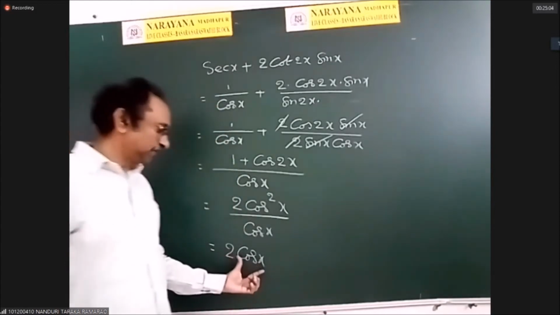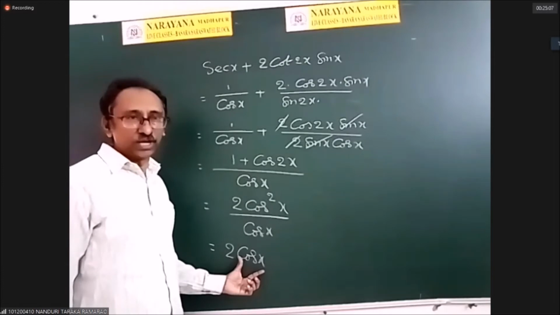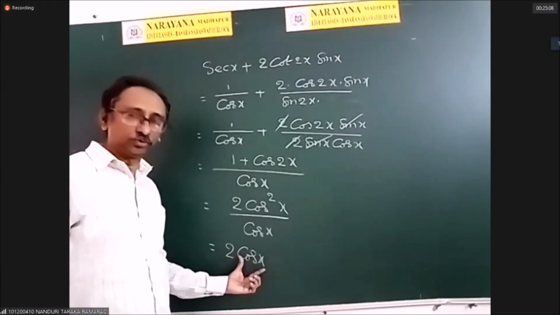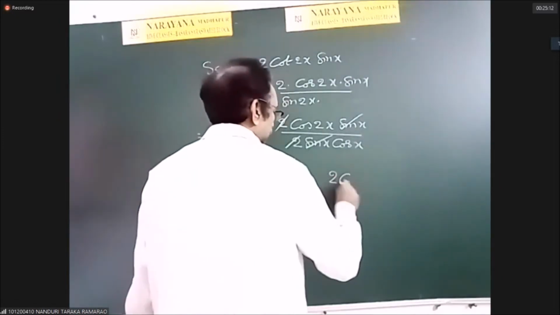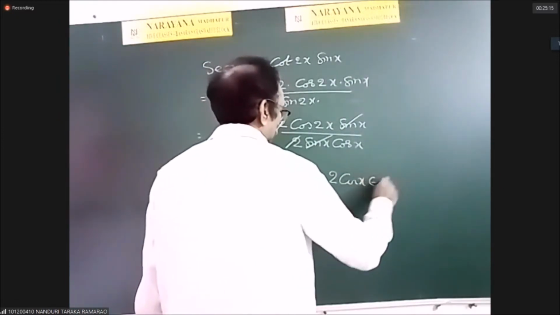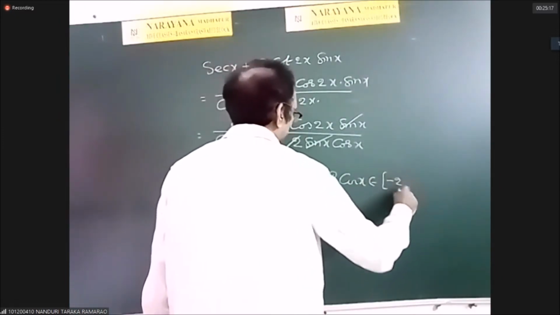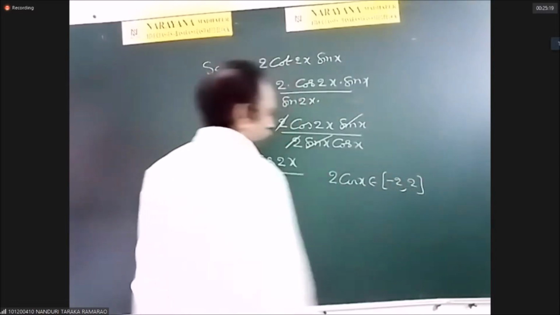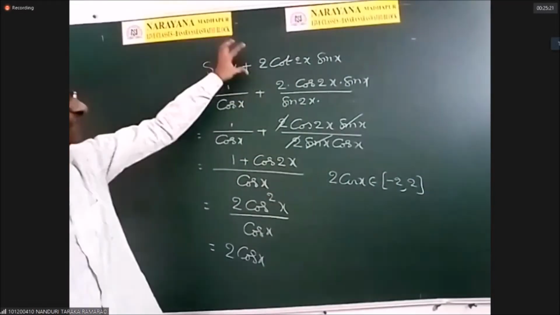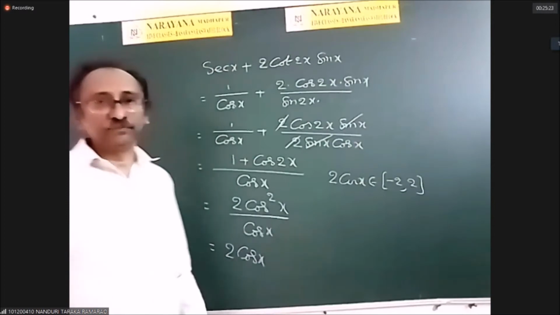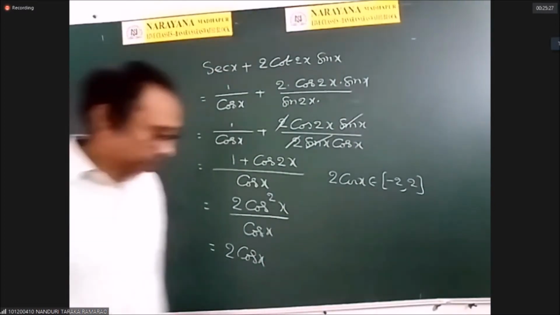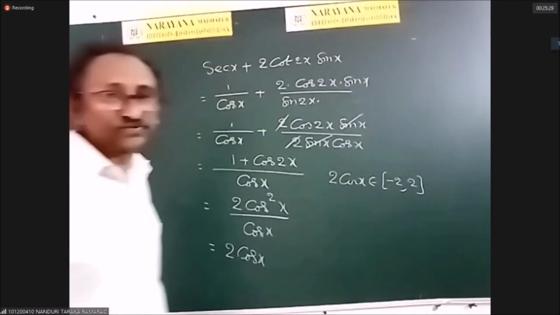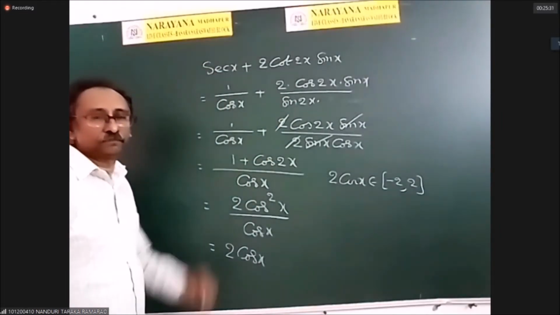So what is the range of cos x? Minus 1 to 1. If you multiply that with 2, you will get minus 2 to 2. Therefore, 2 cos x belongs to the closed interval minus 2 comma 2. Therefore, that function also belongs to the closed interval minus 2 comma 2. So see the options. It is in the second option. Right?